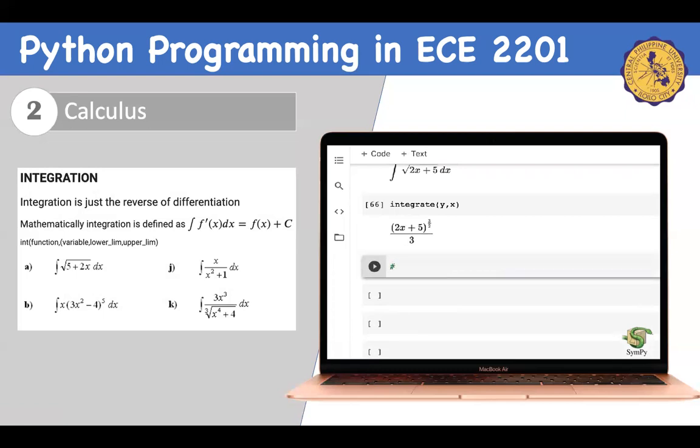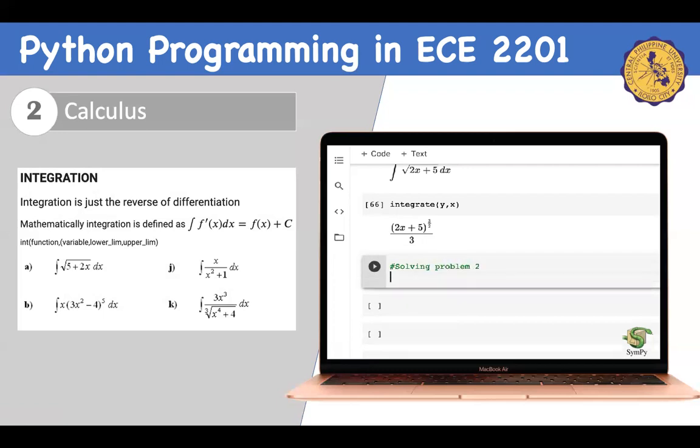Don't forget to write plus c in your equation. So let's say I have here problem number 2. Let's create a function of x. Now y equals x all over x squared plus 1. And then we will display the function. Okay, now let's assume limits so that we can practice how to use limits. So in this case, x is from 0 to, let's say, 10.